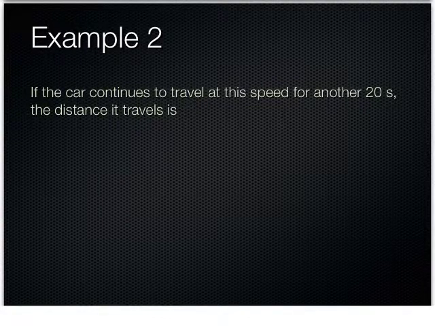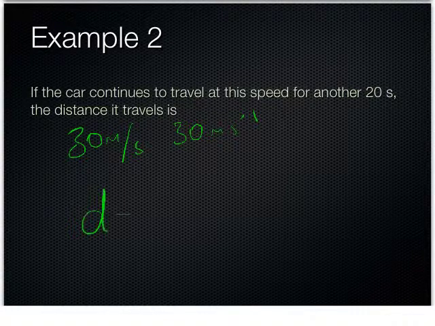The car continues to travel at this speed for another 20 seconds. What's the distance it travels? So it's travelling at 30 metres per second. That was the answer for the last one. Remember, you could write it like this if you wanted to. This time we're looking for d equals v times t.